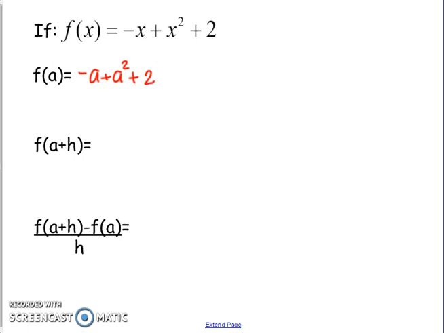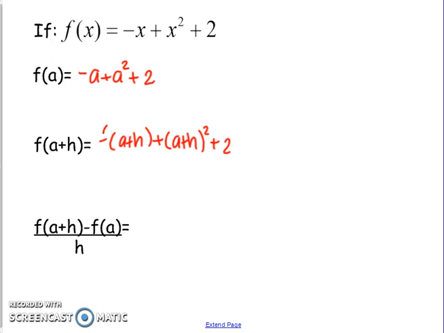Then we want to evaluate that same function at a plus h. So instead of the x's, we're going to put in a plus h. So I have negative a plus h squared plus 2. Okay, we want to distribute this and expand this as much as possible.